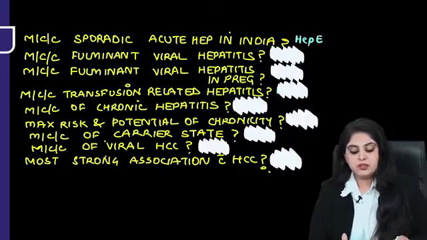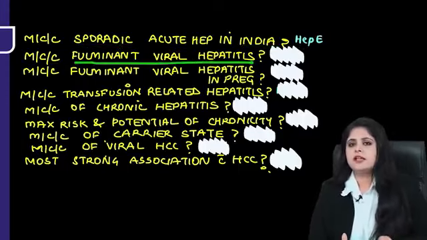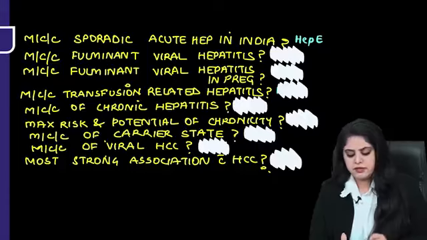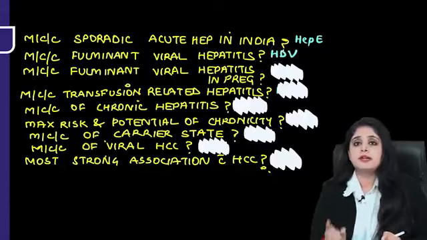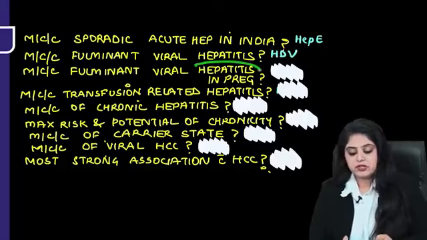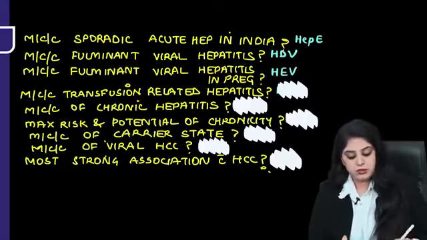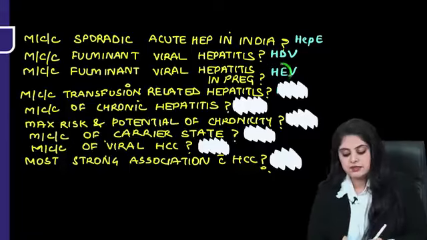Coming to the next. The most common cause of fulminant viral hepatitis, that I just told you, most common is hepatitis D. But if I change the question to fulminant hepatitis in pregnancy, your most common answer will become which one? It will become hepatitis E.